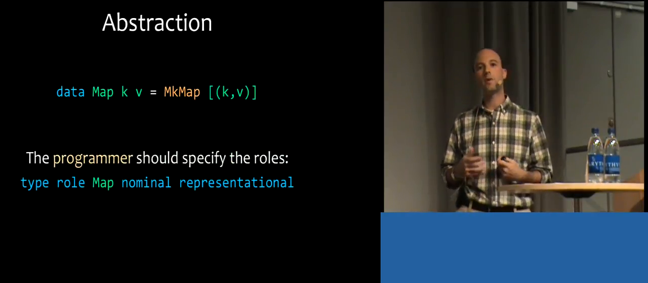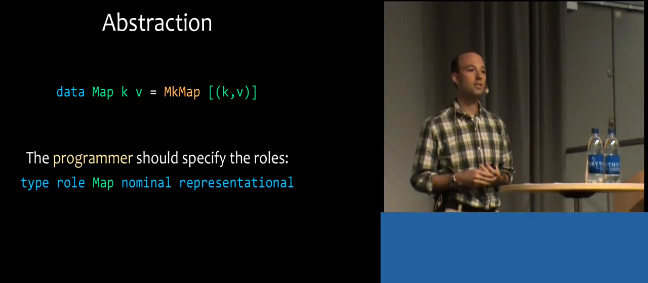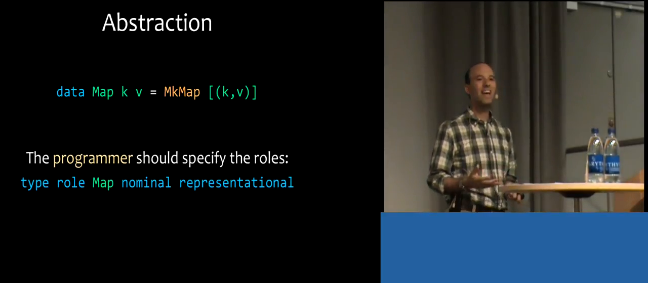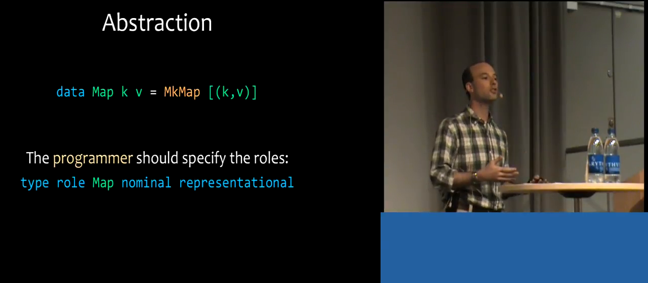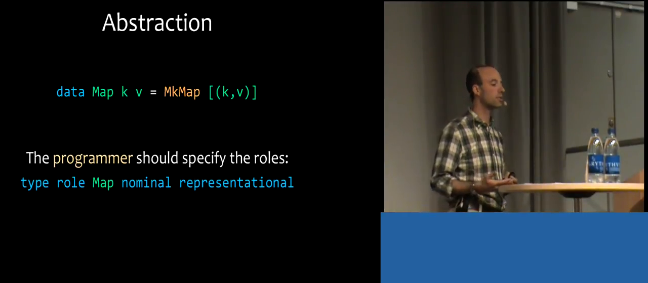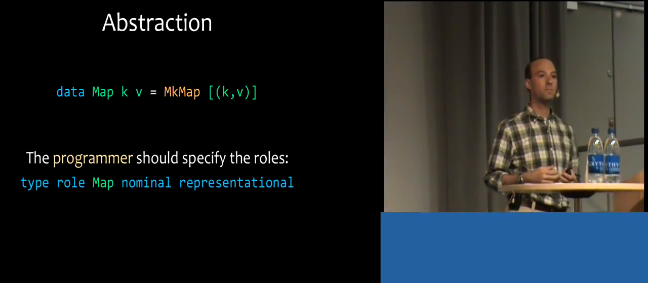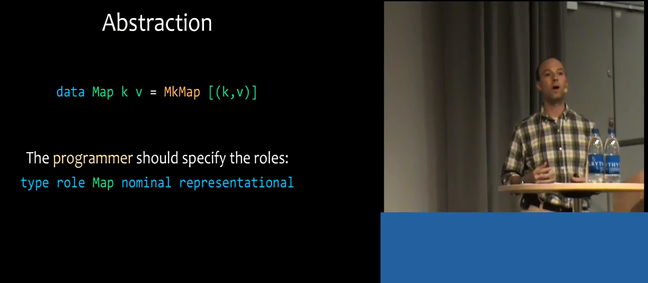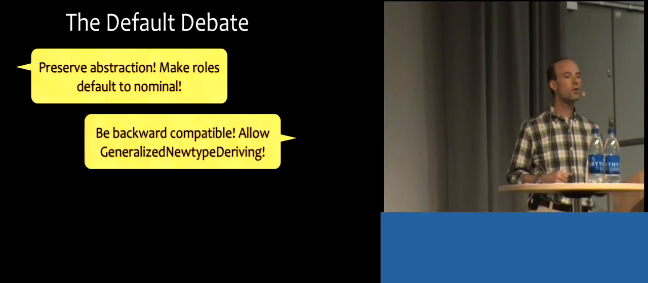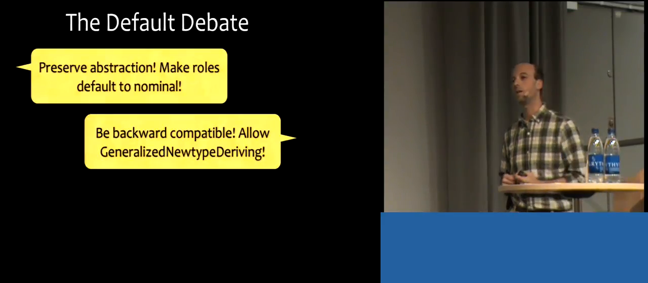If we actually look at the definition of Map, so here's a very naive implementation, just as an association list, we can see that k and v are used symmetrically in the definition. There's no way to infer that one should have a nominal role and the other should have a representational role. So the programmer must specify the roles via a role annotation like we see here. Of course, we don't want role annotations everywhere because then that would break all existing data type declarations. So then the question is, what should the default be?